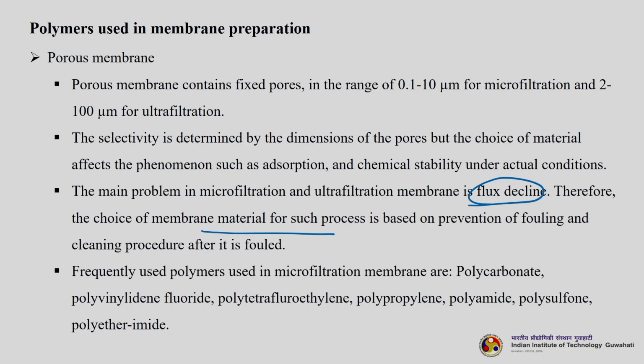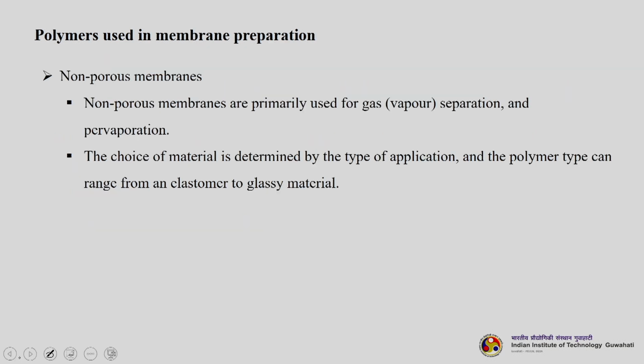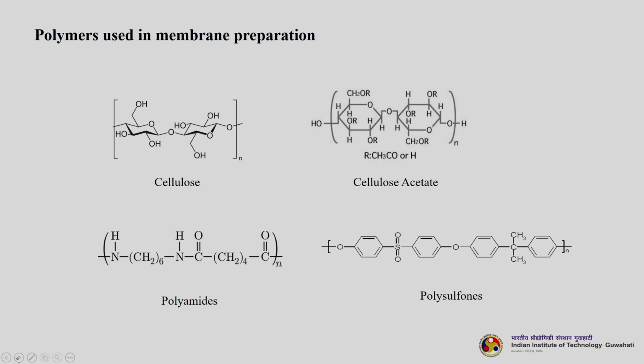Frequently used polymers in microfiltration membranes are polycarbonate, polyvinylidene fluoride, polytetrafluoroethylene, polypropylene, polyamide, polysulfone, polyetheramide, and I forgot to mention PES, which is a variety of polyether sulfone. Okay. Non-porous membranes are primarily used for gas separation and pervaporation. The choice of material is determined by the type of application, and the polymer type can range from elastomer to glassy material. These are the materials used for making polymer membranes.